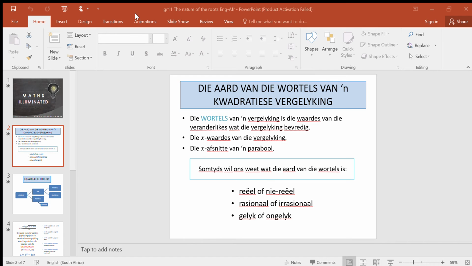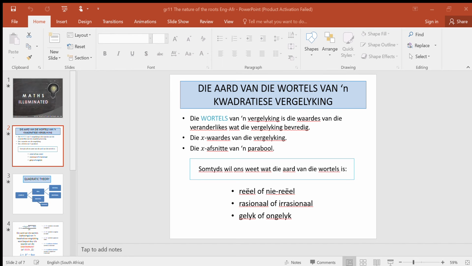Nou, as delta kleiner is as 0, if delta is less than 0, meaning it will be a negative number, nee? Dan is die wortels nie reëel. It's imaginary, nee? Because it can't happen. It's imaginary, it's imaginair. Okay. As delta groter is as 0, beteken dit hy's positief. Dan is jou wortels ongelyk en reël. So if it's just greater than 0, then it will not be equal to, but because it's positive, it will be real.